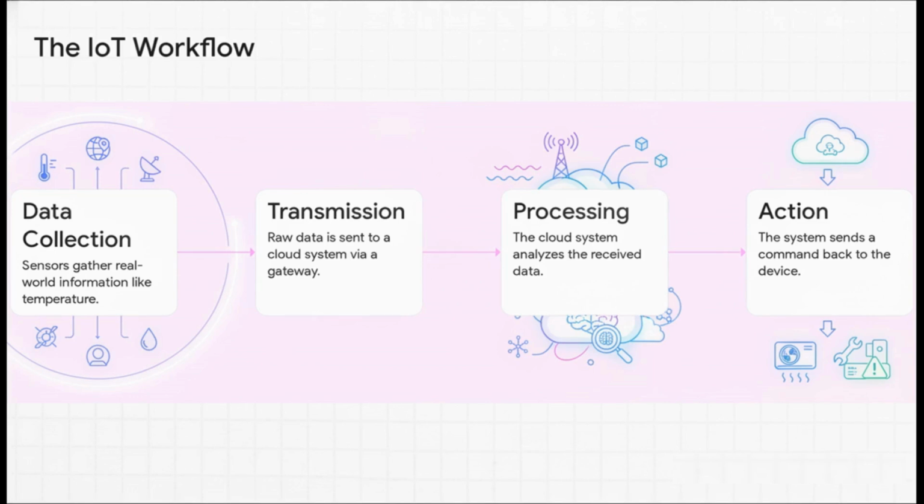Finally, step four is action. The system sends a command right back down to the device. Maybe it turns on your AC before you walk in the door or alerts a mechanic that a machine part is about to fail. It's just an endless, invisible loop of intelligence.